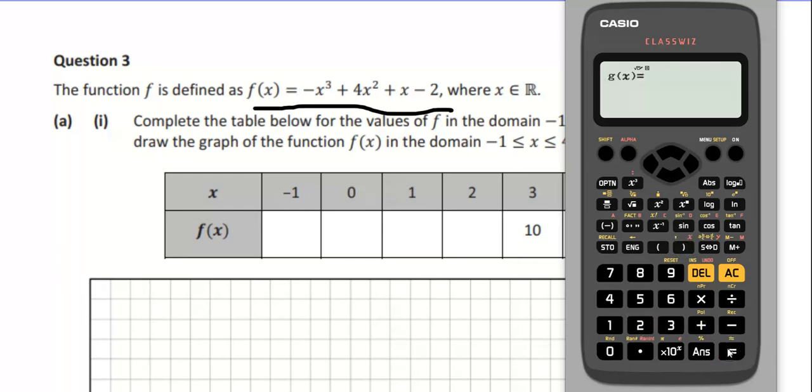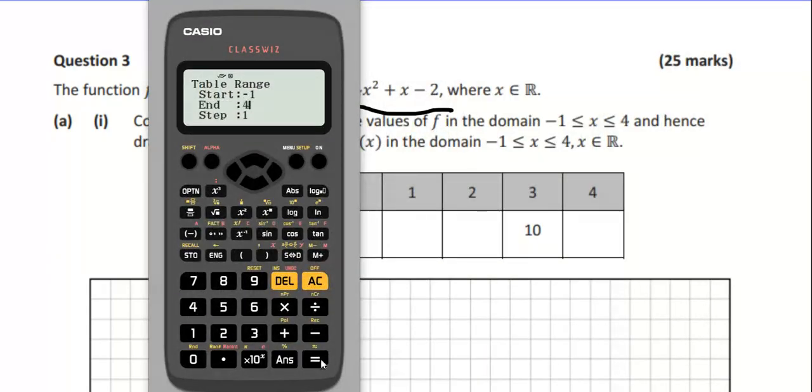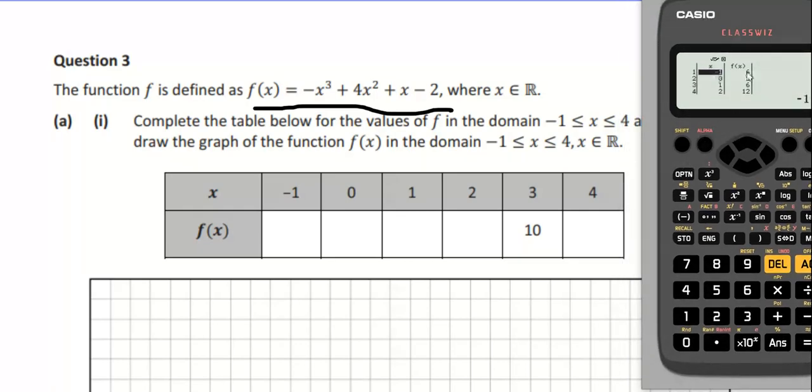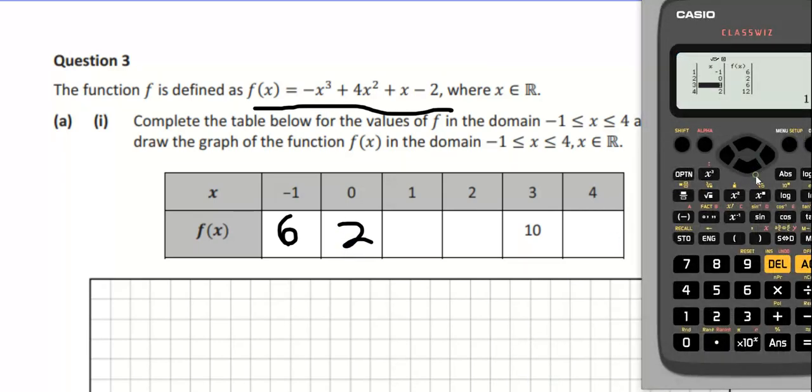Okay. Start at -1. And we end at 4. We do a step of 1. And lo and behold, there's all your stuff. So -1602, 16, 212, 1602, 212.